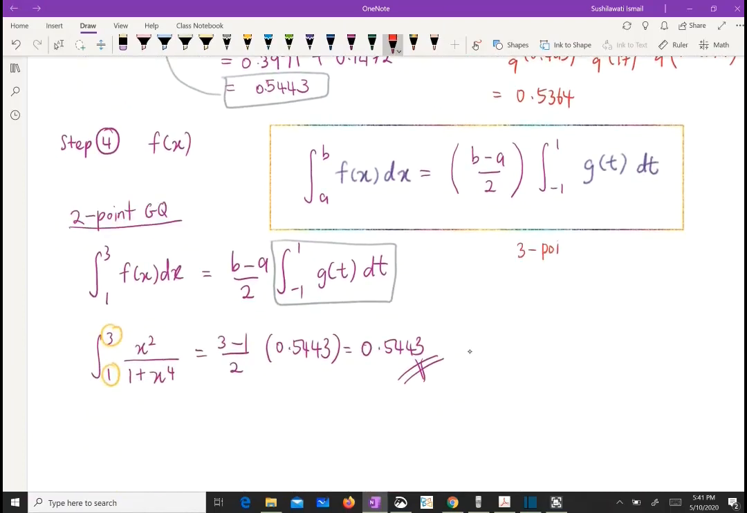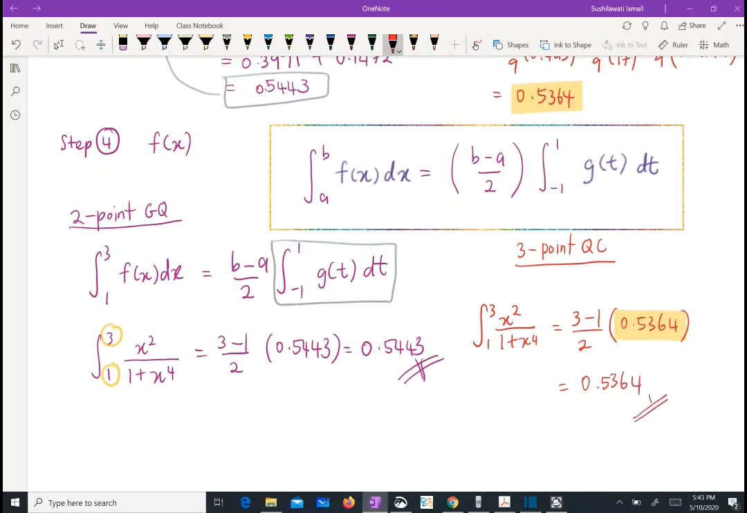For the 3-point Gauss quadrature, we use the same formula as the 2-point, but we only change the value of g(t) based on the value that we get here. So now our function is the same equation, same function, same formula, 3 minus 1 over 2, but now our g(t) value is 0.5364. And our final answer is 0.5364 as well. So we have already solved questions A and B.